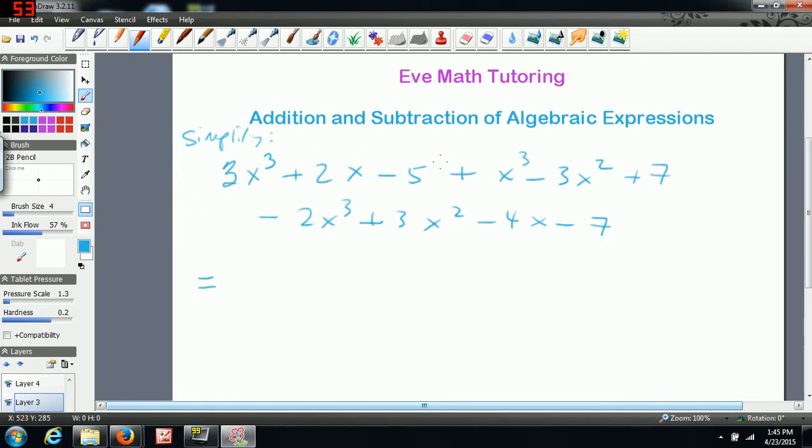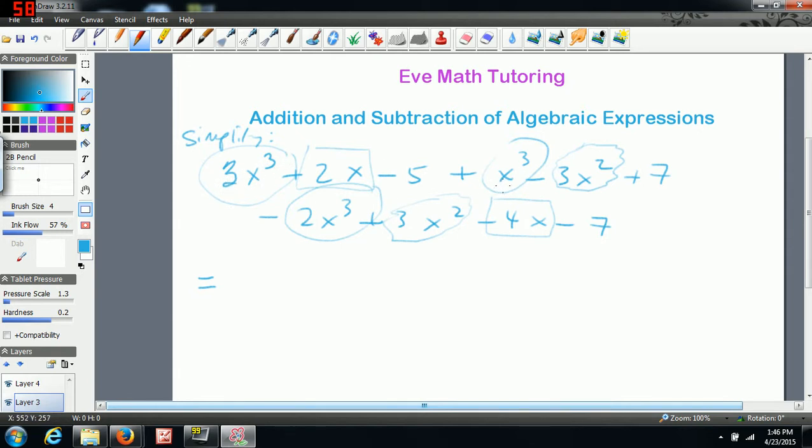now what I'm going to do is look at like terms first. So 3x cubed and x cubed and 2x cubed here are all like terms. And then this 2x goes with the 4x. And then this one here, 3x squared, goes with this one here. And then finally, the numbers go together. So those would be like terms, okay? So let's go ahead and start with the highest power first. So we're going to do the ones with the highest power. In that case, that's x to the 3.